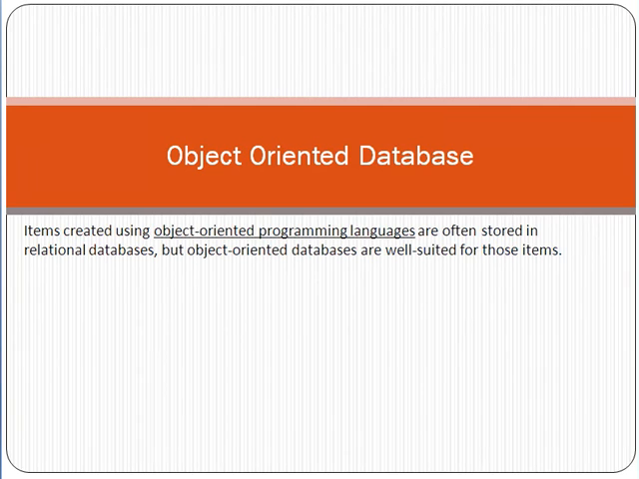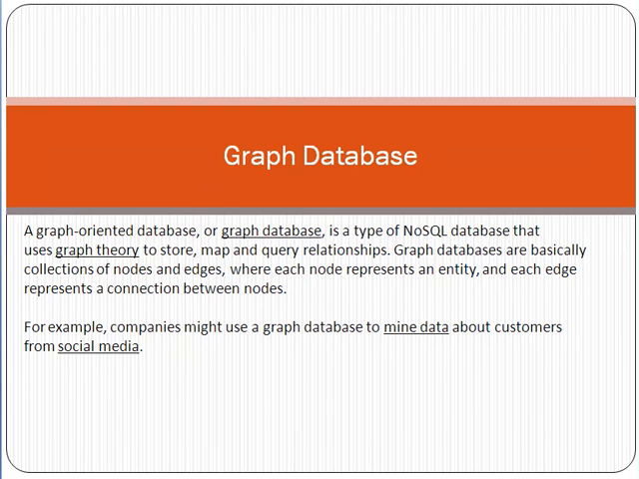They are based on objects, basically. That is why it is called an object oriented database. Okay, this is called the concept of object oriented databases. Another type is graph database. Graph database means the graph oriented database is a type of NoSQL database that uses graph theory to store maps and query relationships. The best example is that a company might use a graph database to mine data about customers from social media. Okay, this is the best example of graph database.